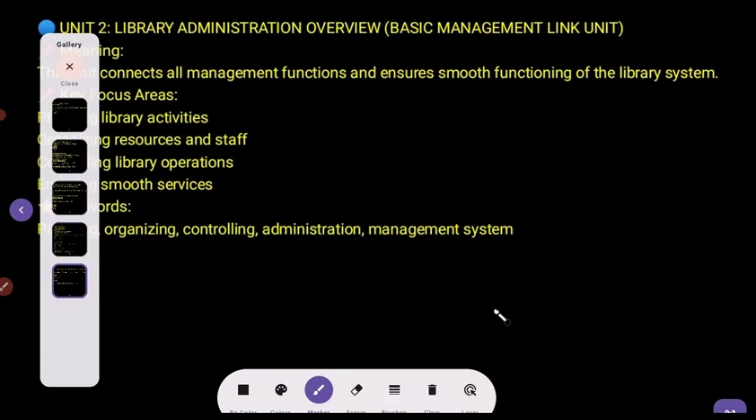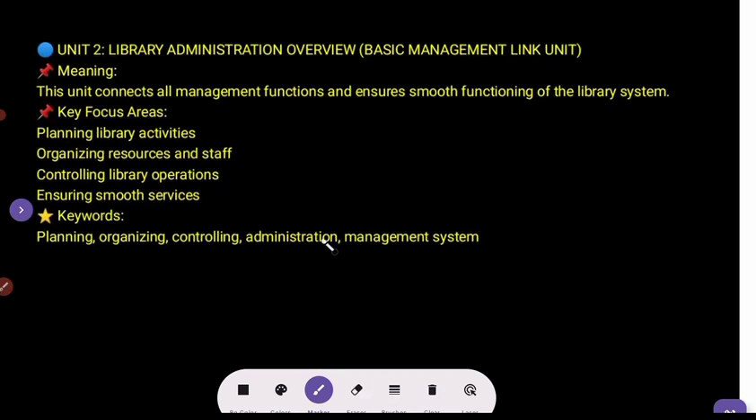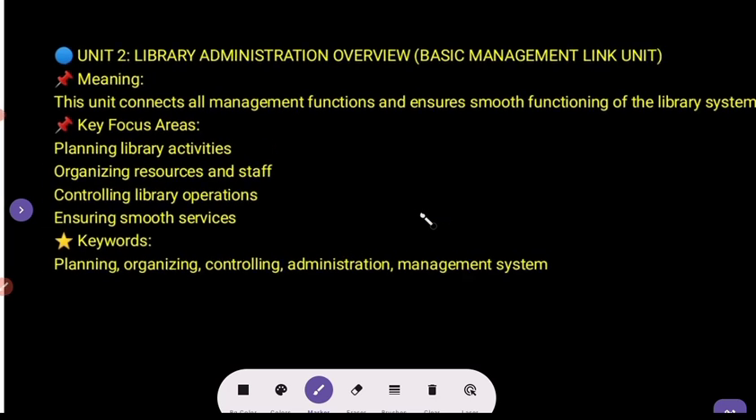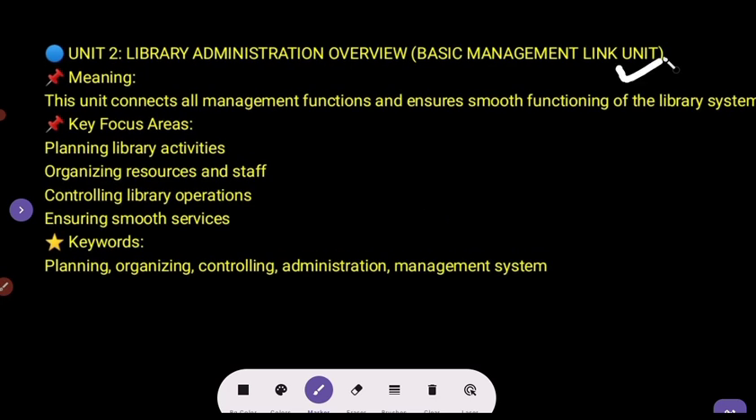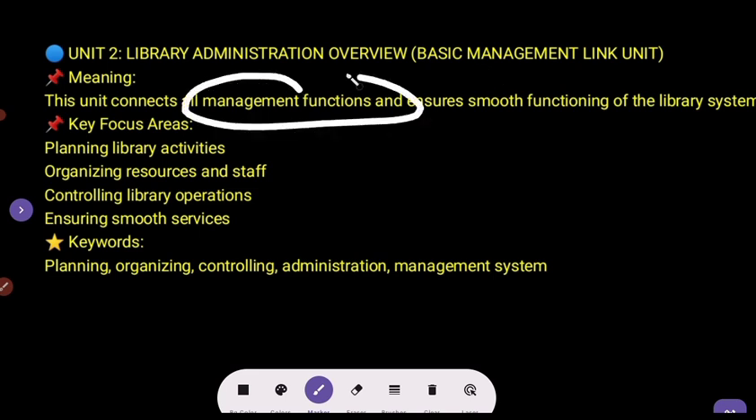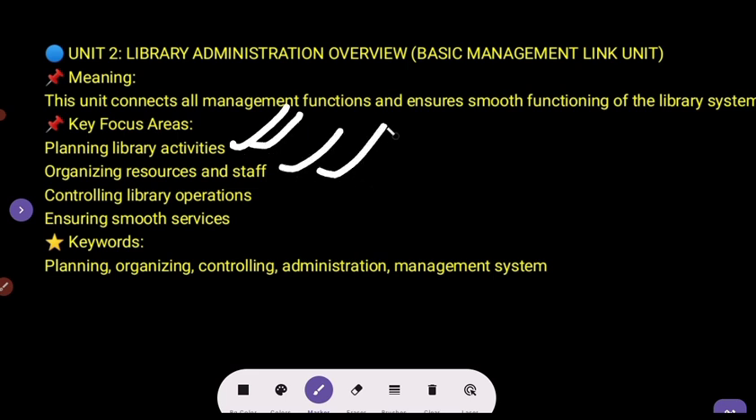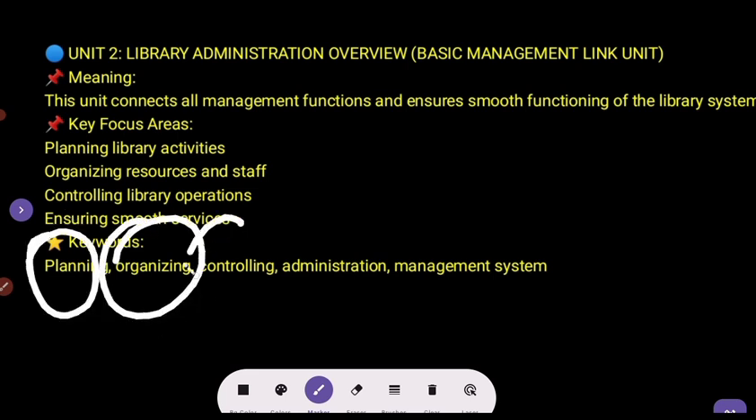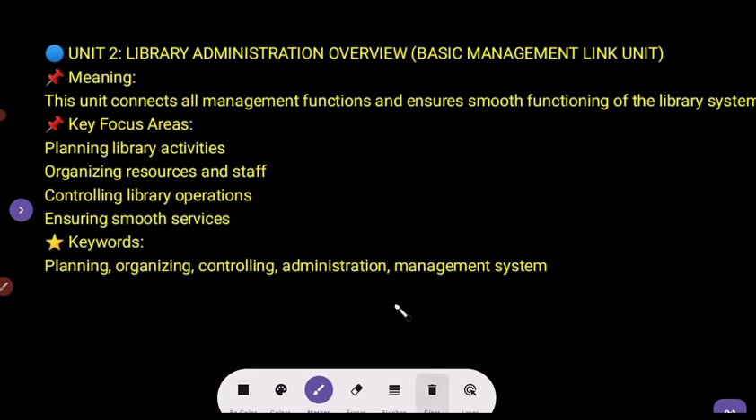Now the next unit of this particular chapter is unit 2, library administration overview. This unit connects all management functions and ensures smooth functioning of the library system. The key focus areas are planning library activities, organizing resources and staff, controlling library operations, and ensuring smooth services. Keywords are planning, organizing, controlling, administration, management system. With this we come to the end of this particular unit. We have completed the chapter.